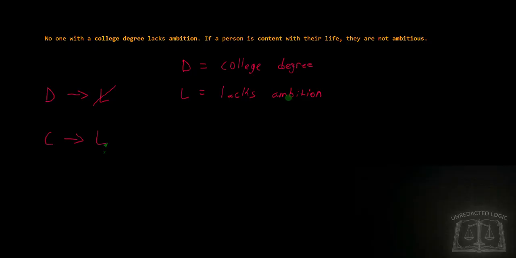To connect these two conditionals together into a chain, we'll take the contrapositive of the second one. Contrapositive would be not L, arrow, not C. And so to connect it into a chain, it would look like this. So if you have a college degree, then you do not lack ambition, then you are not content with your life.